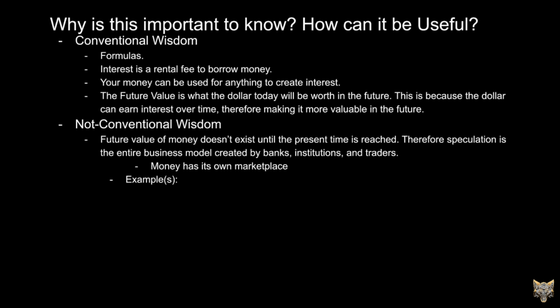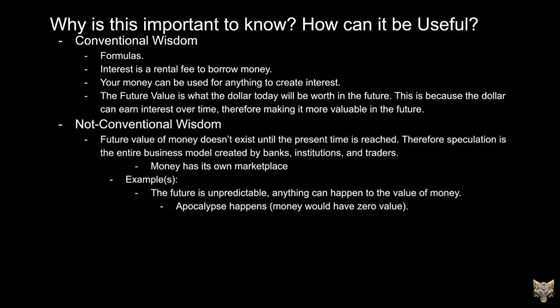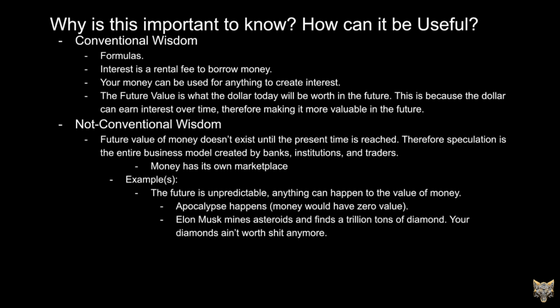And that basically explains why marketplaces exist and price is changing all the time, because predicting the future is very valuable. Here are some examples of the unpredictable future. What's your dollar going to be any use if the apocalypse happens? And if Elon Musk starts mining asteroids and finds 1 trillion tons of diamonds, well, now the supply of diamonds is going to be so much larger, which means there are going to be so many diamonds to sell that, of course, you're going to have to lower the price so people actually buy the large amount of diamonds there are.